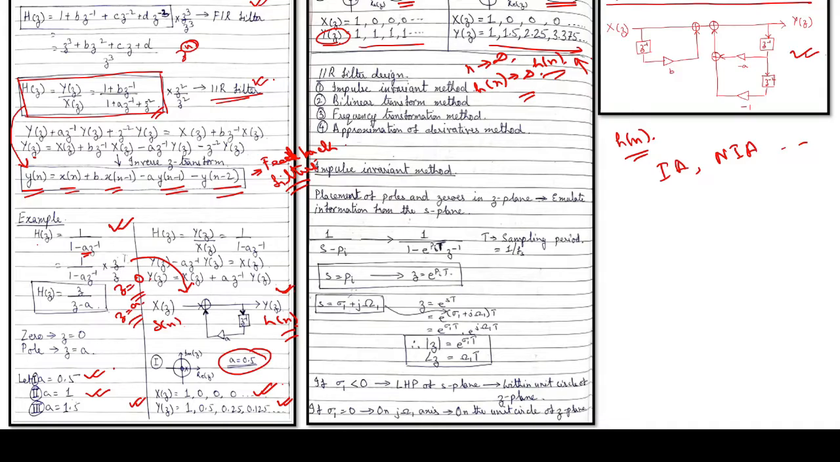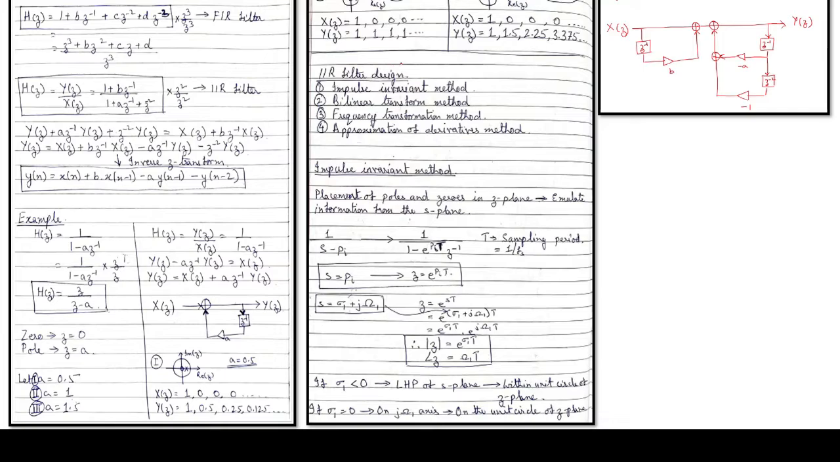Okay. Now coming to the IIR filter design methods, there are several methods. One of the simplest methods is the impulse invariant method. Then we have the bilinear transform method. Then we have the frequency transformation method. Then we have the approximation of derivatives method.